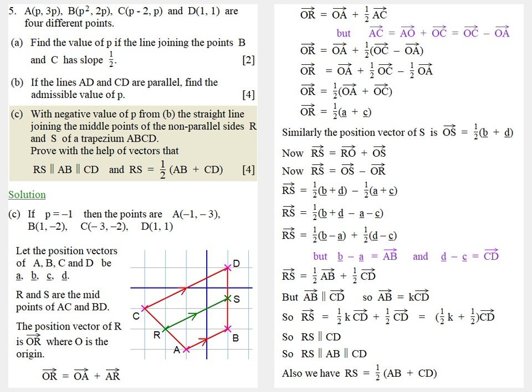Now, because AB is parallel to CD, that means the length of AB plus the length of CD is equal to the length of the vector AB plus CD. Now RS is equal to a half into the vectors AB plus CD, so the length of RS is equal to a half the lengths AB plus CD.